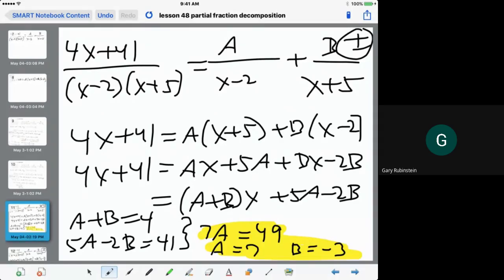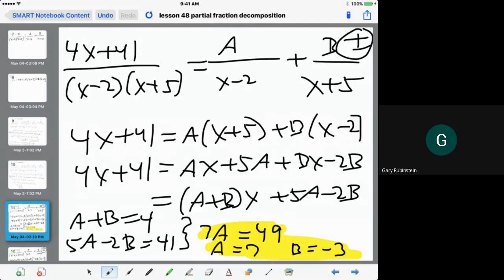They could be fractional coefficients. If the denominator... both methods are going to actually use factoring the denominator, but that's true. Sometimes with partial fraction decomposition, when the denominator doesn't factor, you have to use the quadratic formula.